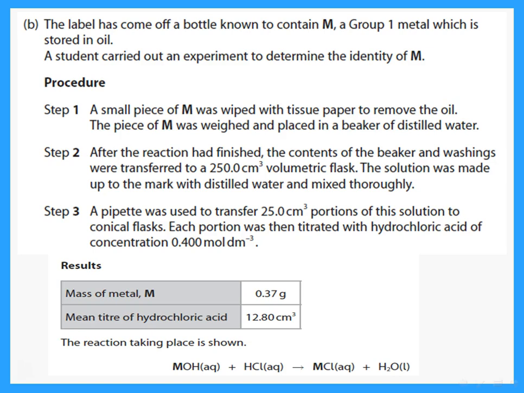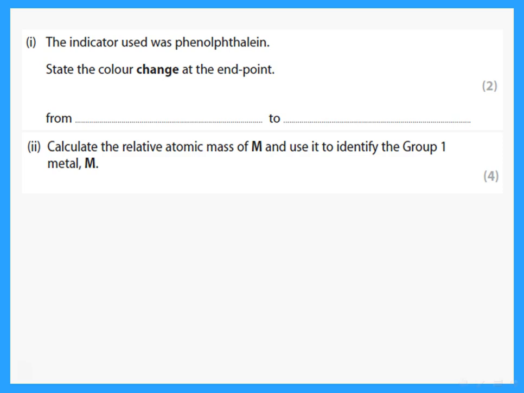So mass of metal is 0.37 grams. The mean of the hydrochloric acid from the titration is 12.8 centimeter cubed. And the reaction taking place is the M hydroxide plus HCl to give MCl plus water. Now, the indicator used was phenolphthalein. So remember, he's putting phenolphthalein on the M hydroxide or the base. Remember that phenolphthalein in a base will start pink, and then at the end point, once it is neutral, it becomes colorless. The question is, calculate the relative atomic mass of M and use it to identify which group 1 metal it is.